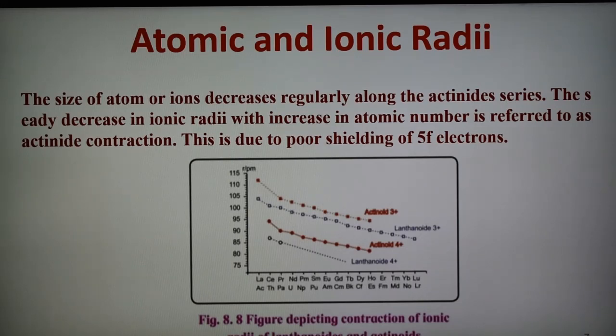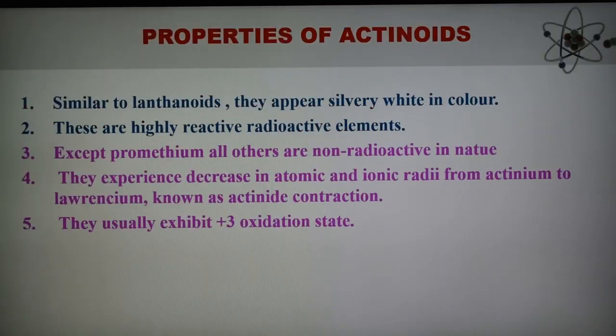So this is about the atomic and ionic radii. As we know, what is atomic radius? It is the distance between the center of the nucleus and the outermost shell of electrons. In the case of an atom, it is known as atomic radius. Similarly, ionic radius. And now some properties of these actinoid elements follow.